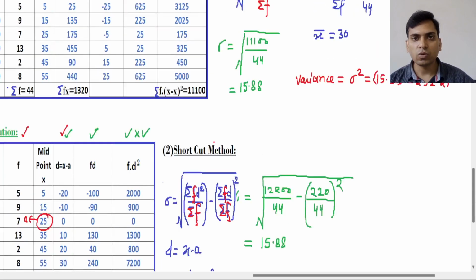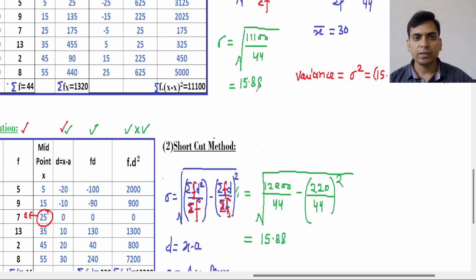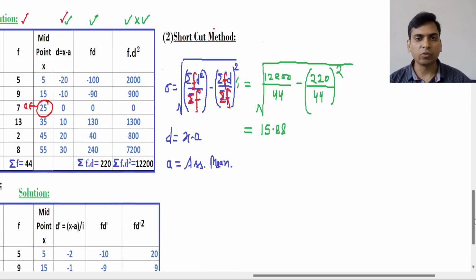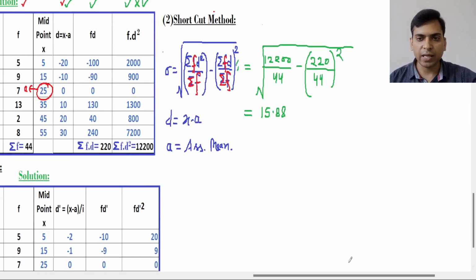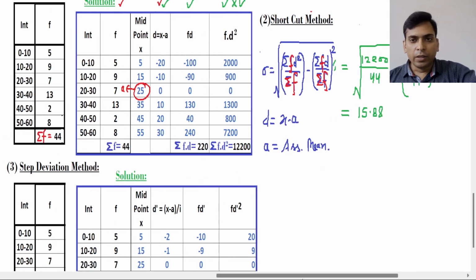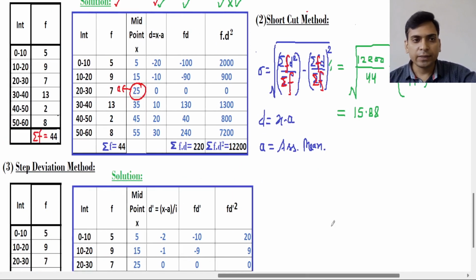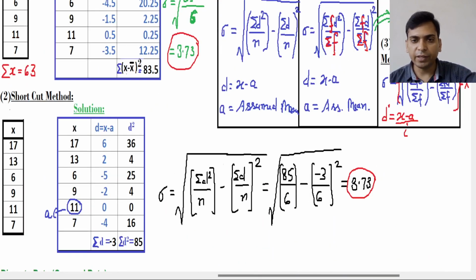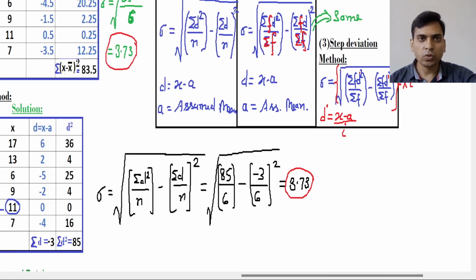This is also the same as the last method, the direct method. So same, and the variance calculation and coefficient of variance calculation are the same. Now next is what? Step deviation. This is a little bit different. So I am copying this formula.